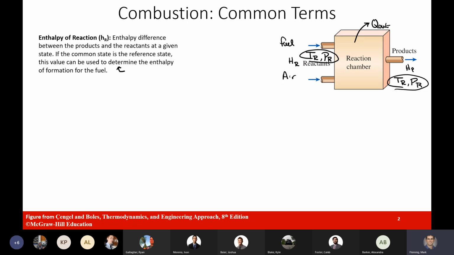And so if we know all of the thermodynamic properties of that, if we wanted to then calculate what the enthalpy of the formation of the fuel was, well, if we use this method, we get everything coming in at the same state, everything going out at the same state, and we measure what the enthalpy or the energy that was released during that process, we can then get the enthalpy of formation for an unknown fuel using the enthalpy of reaction.